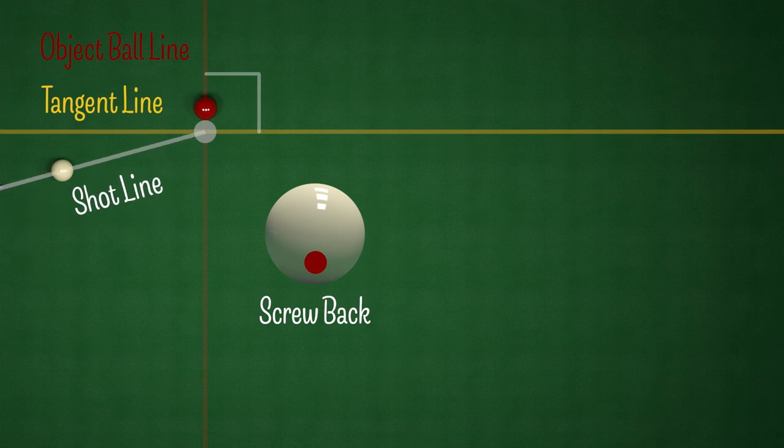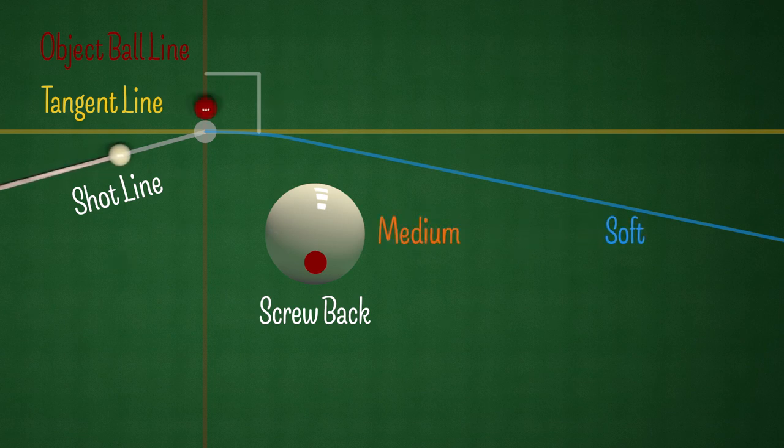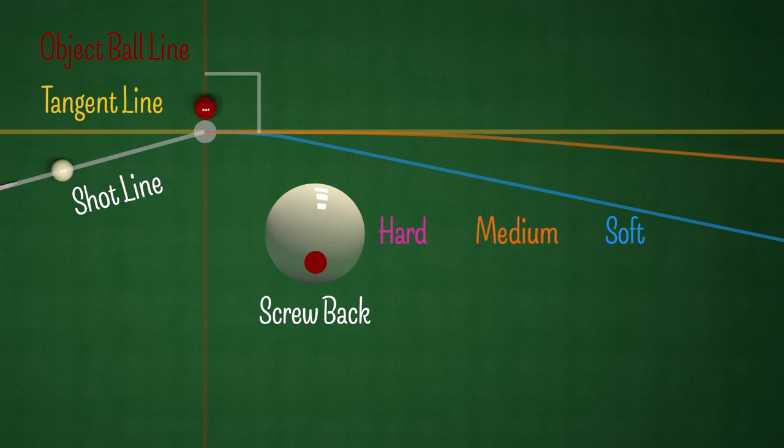Once we get round to a fine cut, then the screwback has far less effect. When played very softly, we can just about induce enough spin to pull back from the tangent line a touch, but it's much later than before. By the time we play this shot with any pace, at both the medium and hard pace, this spin has little to no effect at all. The cue ball has more forward momentum in the opposite direction to the screwback, so it simply has no effect.